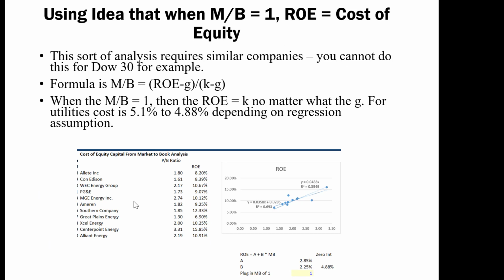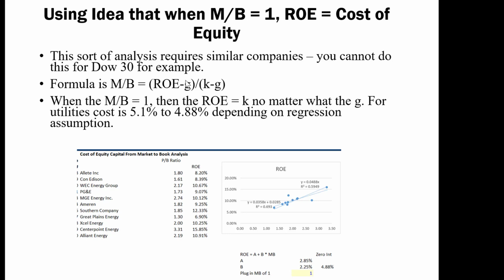Here's another one for utility companies, and it's hard. Sometimes you get an outlier like this, and maybe we should get rid of this outlier and see exactly what happens. And we don't exactly have anybody with a market to book ratio of 1, and if we put zero intercept, we get a 4.88 or a 5.10 cost of equity capital. And I really, really believe that one.